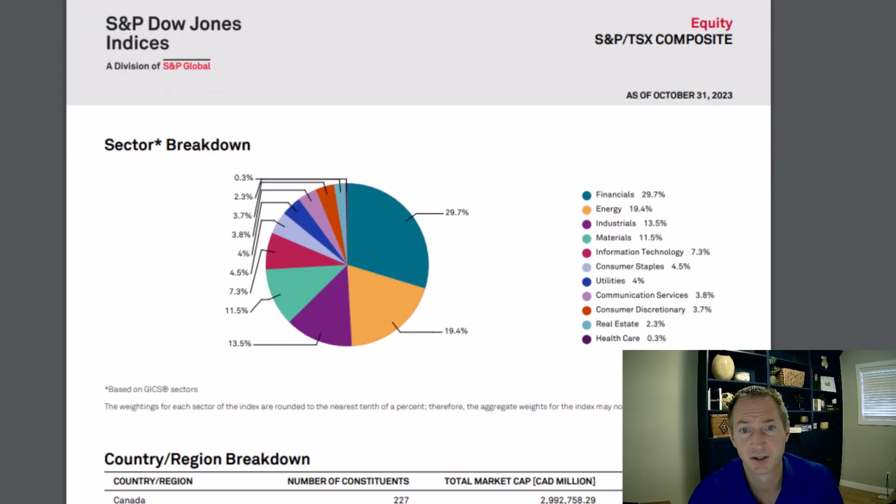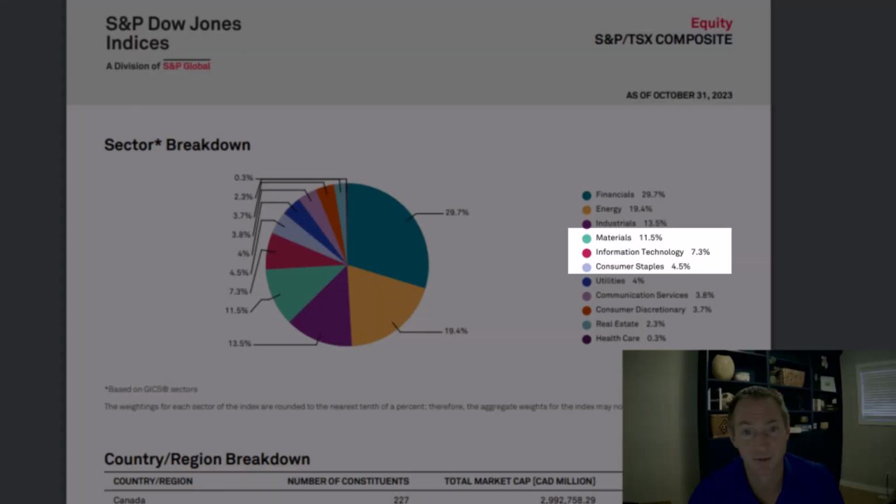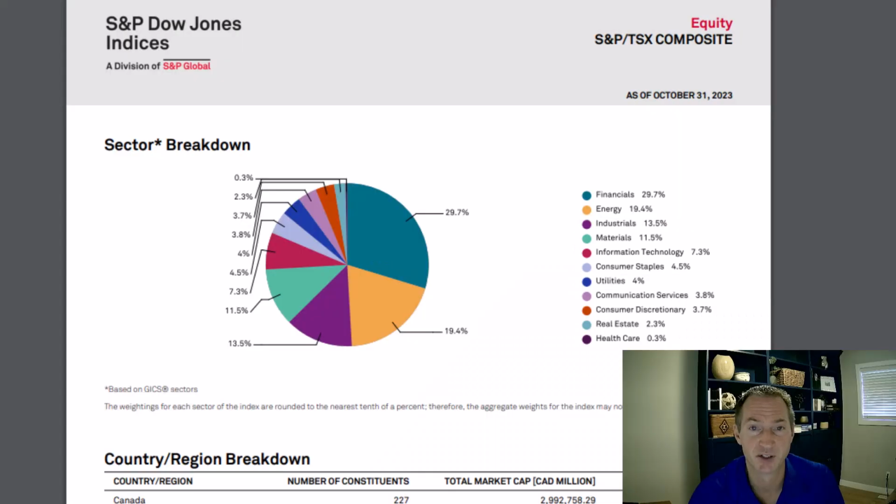You can see here on the TSX again, very little of the market share is in information technology. So you're going to be losing out on that growth potential from the IT sector. You would miss out on the Apples and the Googles and the Microsofts and the Amazons and all those companies.